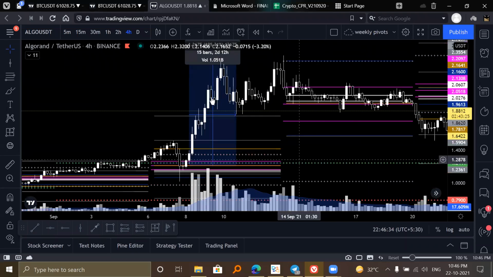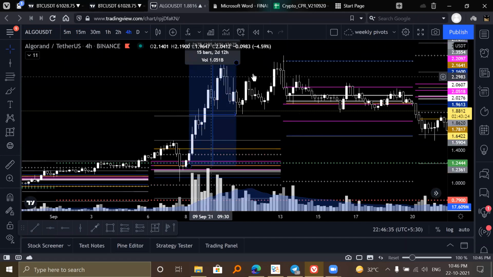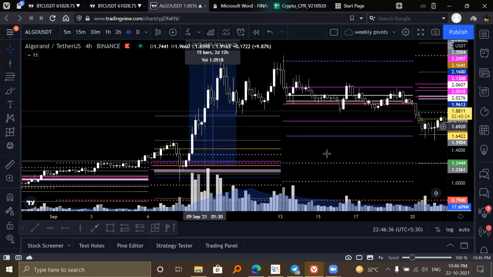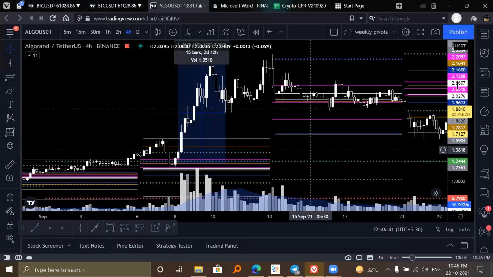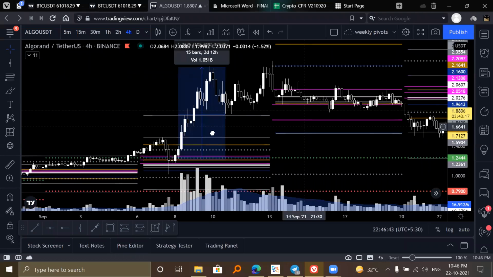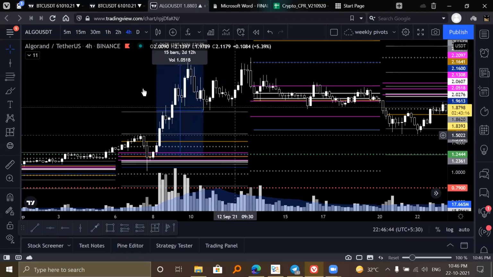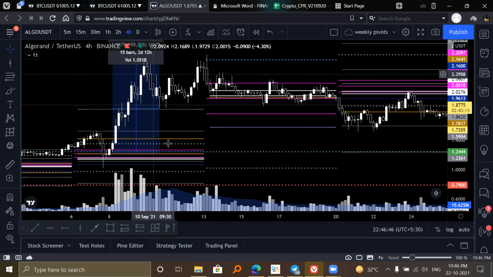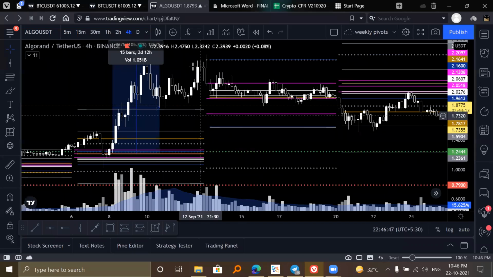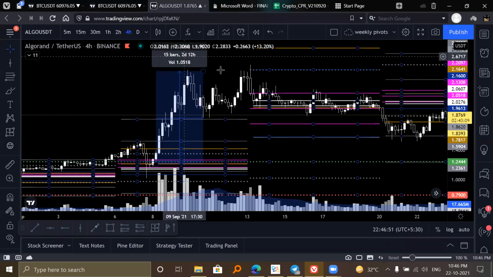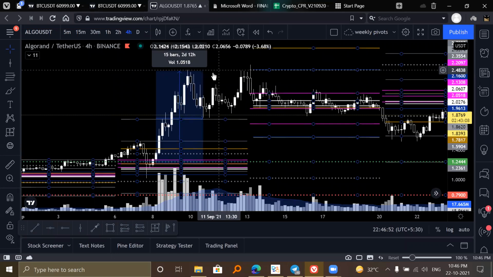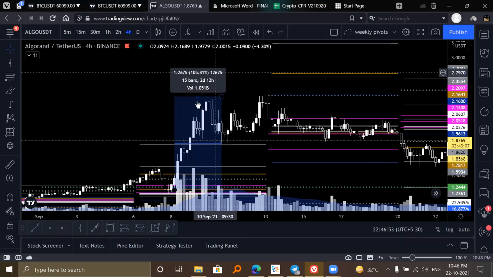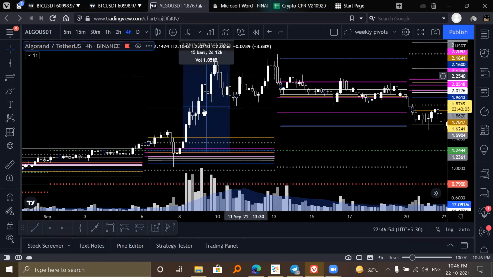That's why this ALGO USDT gave a very high return. If BTC would have been falling, then this would have also fallen. So this bullish GPZ setup was there, and usually if you trail your stop loss, you can reach the top, nearly 105%. But generally, while trading, we book the profits at the next pivot.